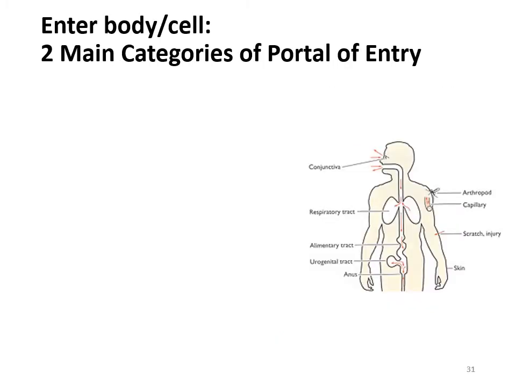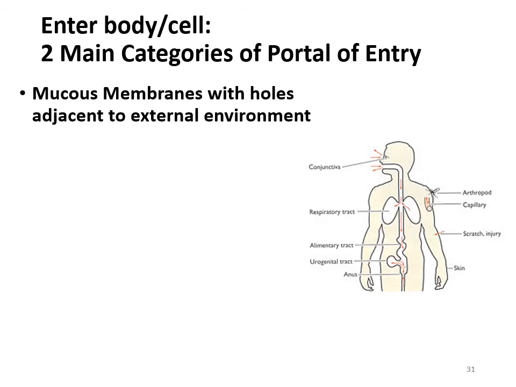The first requirement for a microbe to be pathogenic is to be able to enter the body or the cell. There are various ways that they can enter the cell or the body. We call that portal of entry, meaning how it's entering, where the microbe's actually getting in. And a lot of times this portal of entry can also serve as an exit as well. So there are 2 main categories of portals of entry for bacteria. The first ones are mucous membranes, okay?